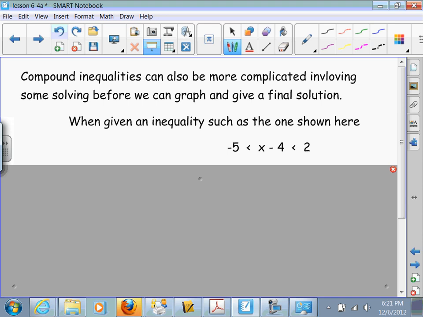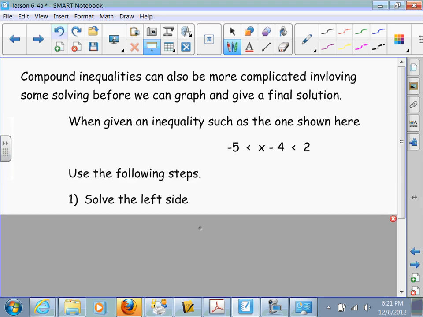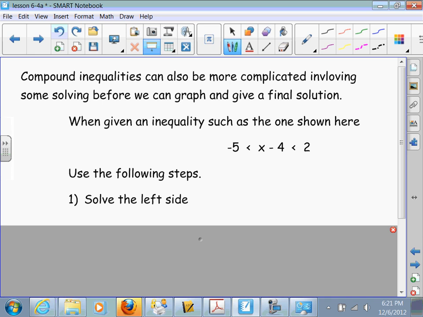Okay? First, here are the steps. We're going to use the following steps here. The first thing we're going to do is solve the left-hand side. You can solve the right-hand side if you want to, but just pick a side. I usually pick the left-hand side. I don't know, maybe because I'm left-handed, whatever. All right, and we're just going to solve this inequality like we normally would.